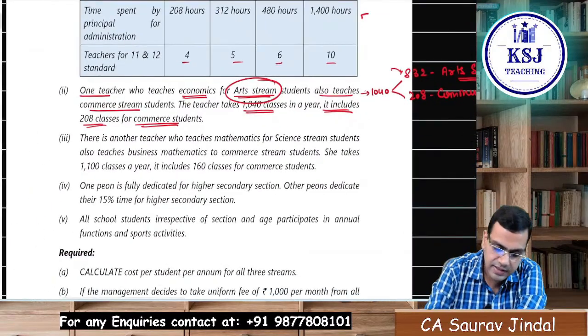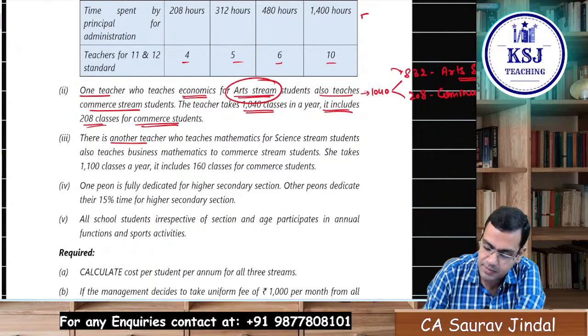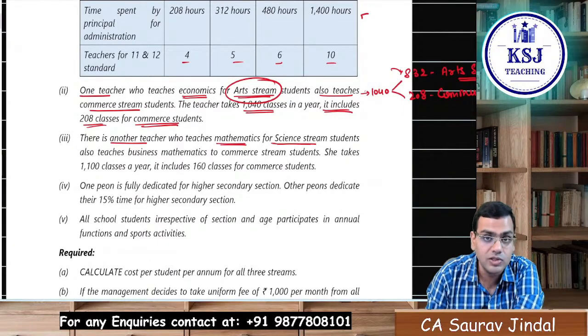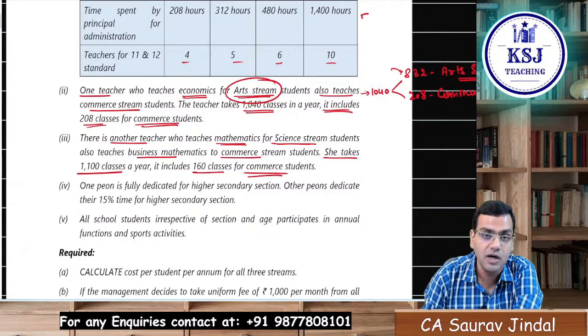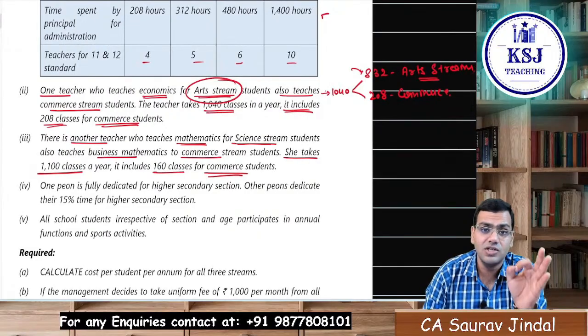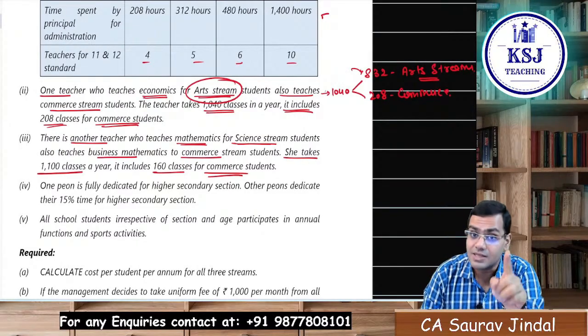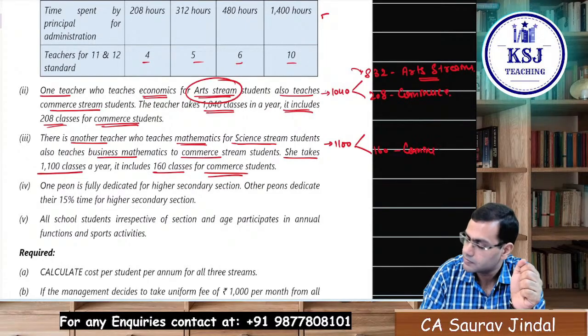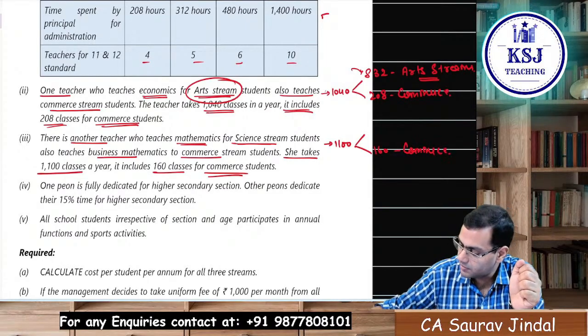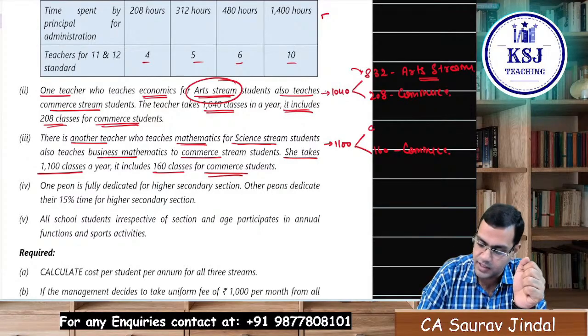There is another teacher who teaches the mathematics for the science stream students and also teaches business mathematics to commerce stream. She takes 1100 classes in a year, out of which 160 classes are for commerce stream. So this teacher is mainly for the science stream, right? Total 1100 classes, out of that 160 is for commerce, right? And 1100 minus 160, 940 classes will be for science stream.